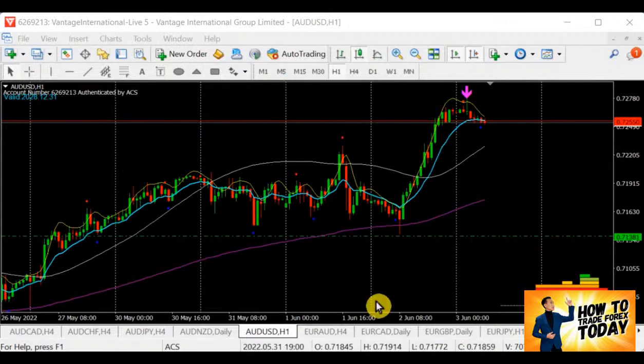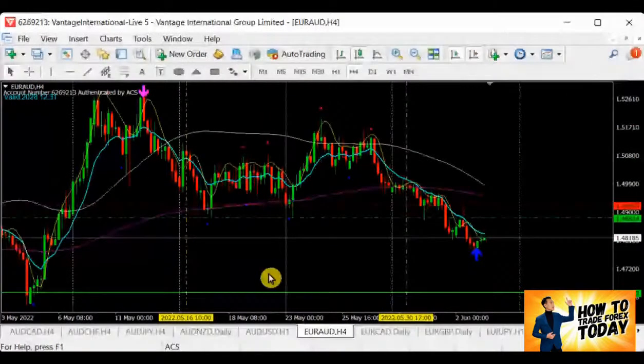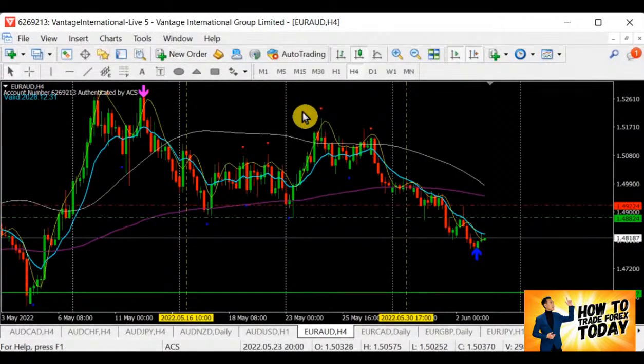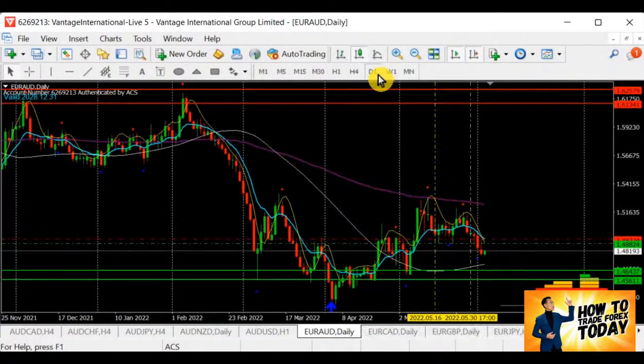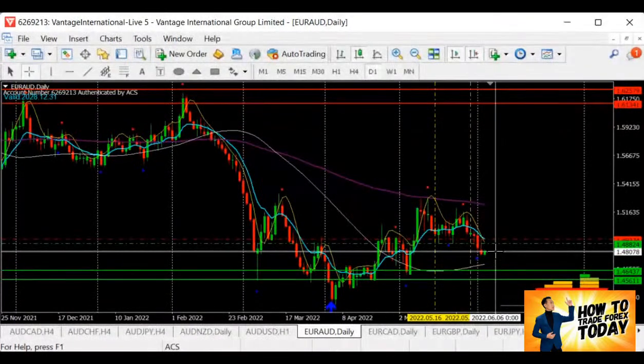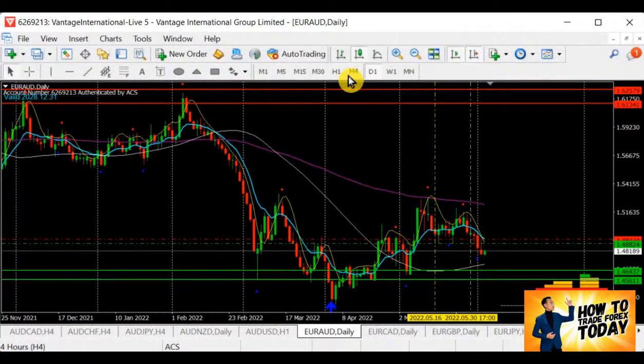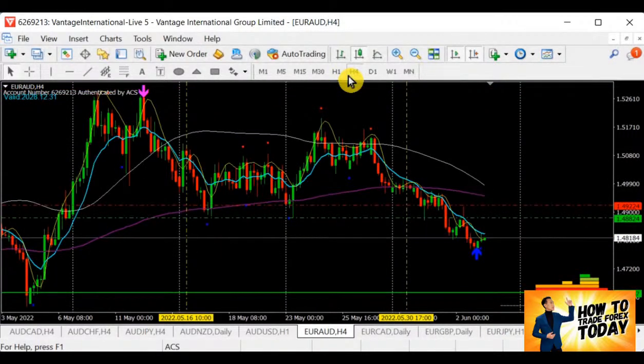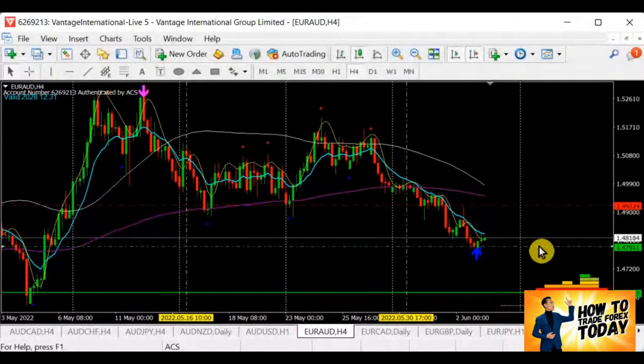Next to go, Euro Aussie over here. We are now looking for a retest of the bull zone here, which still stands at about 180 pips, which is good. Over at this side we are now looking for a support level.